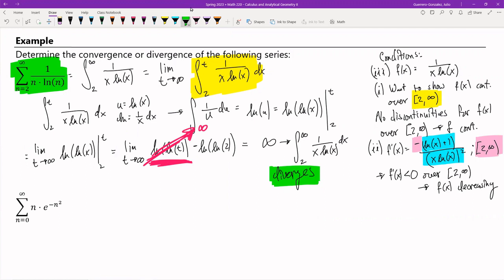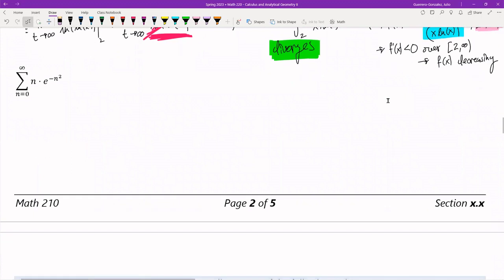Okay. Not bad, right? I mean, it's a little tedious here and there, but it's not too bad. Okay. Let's try another one.